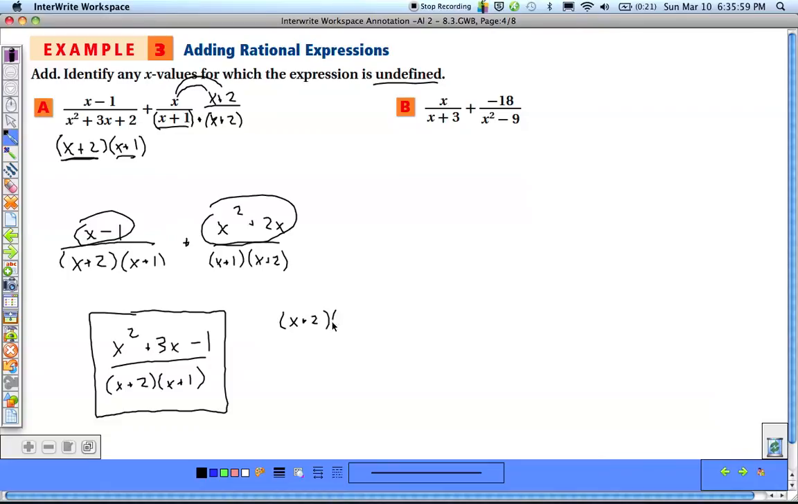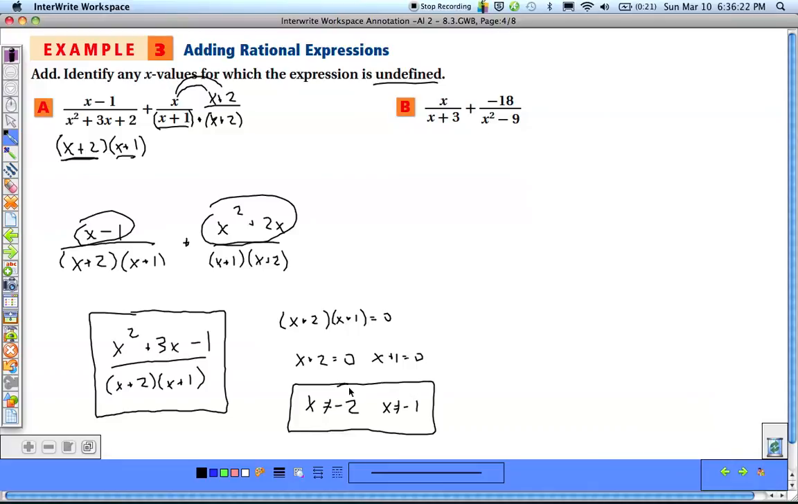x plus 2 times x plus 1 equals 0, or maybe we can just get right to the point to say x plus 2 equals 0 and x plus 1 equals 0. Those are the individual pieces of the denominator. Maybe we're comfortable enough with just saying to begin with, when we see the x plus 2 in the one parentheses, that means x cannot equal negative 2. We see the other one in the parentheses, that means x cannot equal negative 1. And there are the two values for which the expression would be undefined.